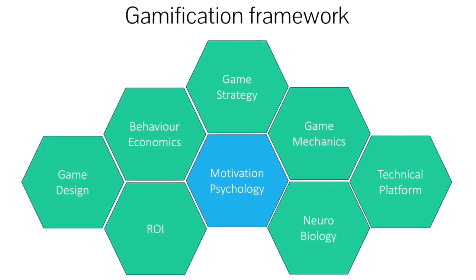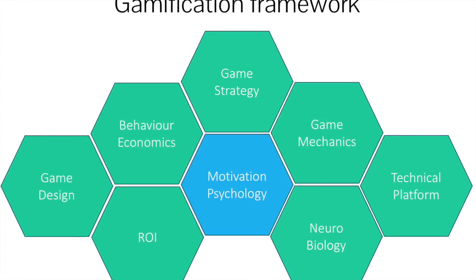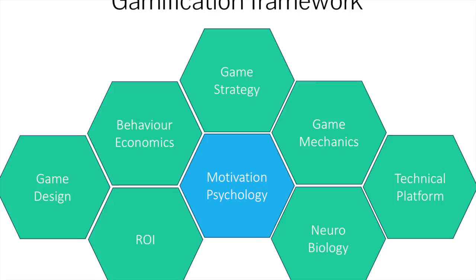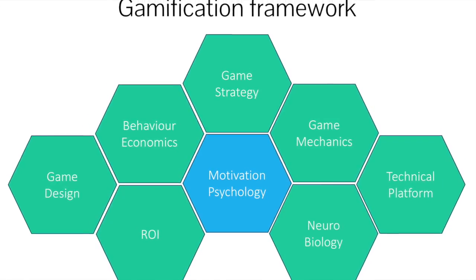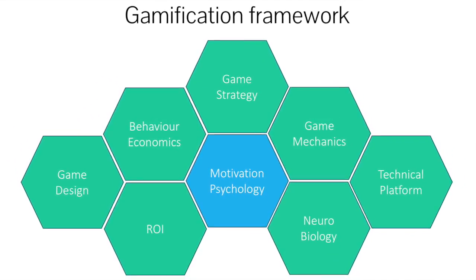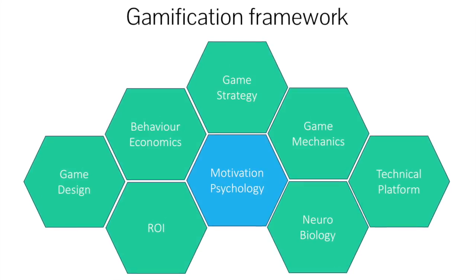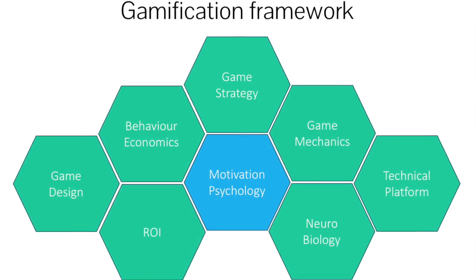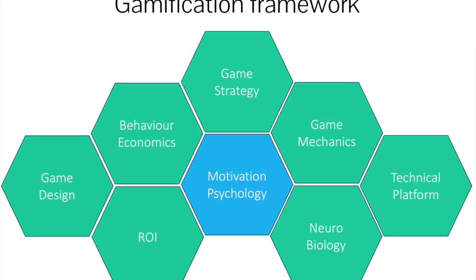And today it is about motivation psychology, what we need to do to stimulate a behavior in a target group. In the previous episode, we talked about game strategy and behavior economics, and those two are the foundation to find what stimulates people in an environment or a target group. We need to find what behavior we want to stimulate in a target group.